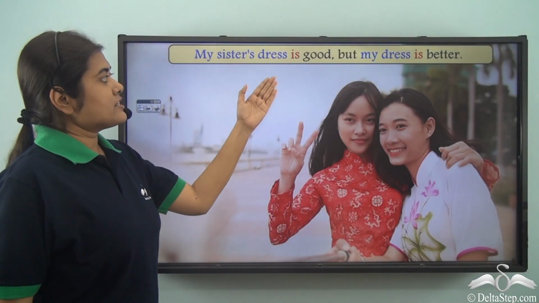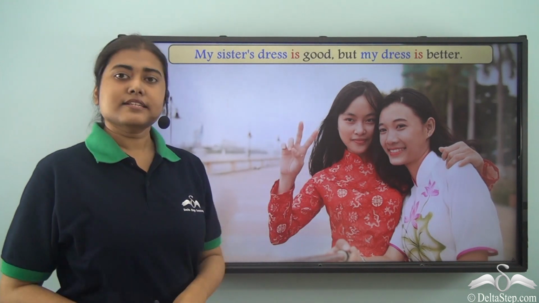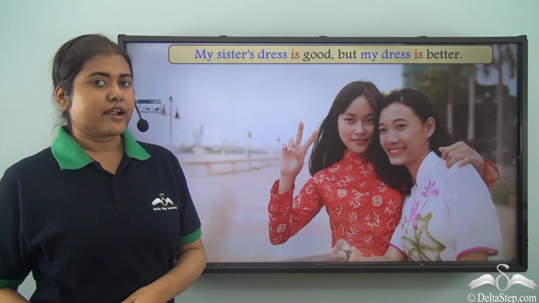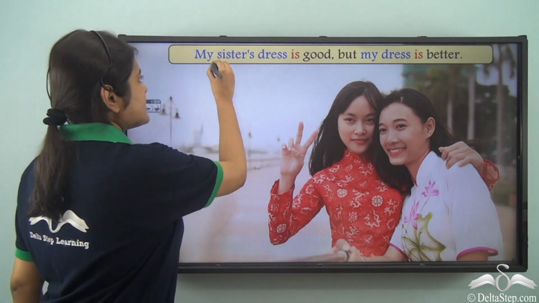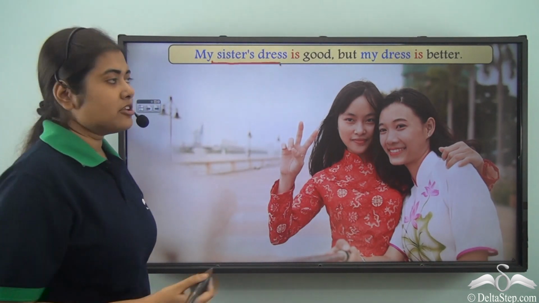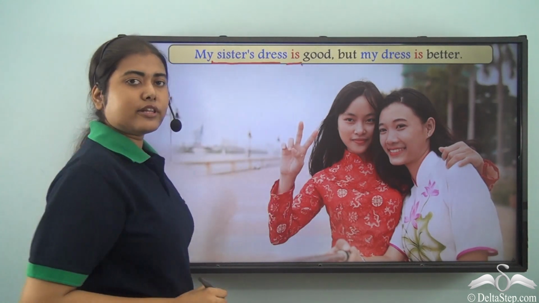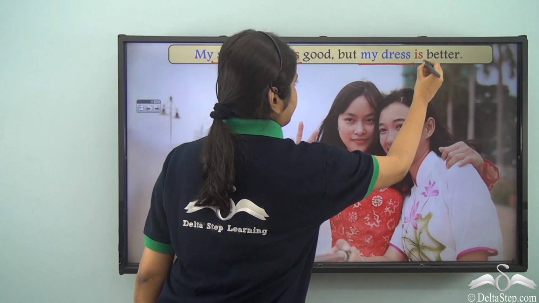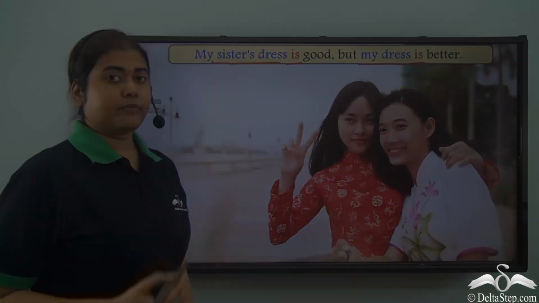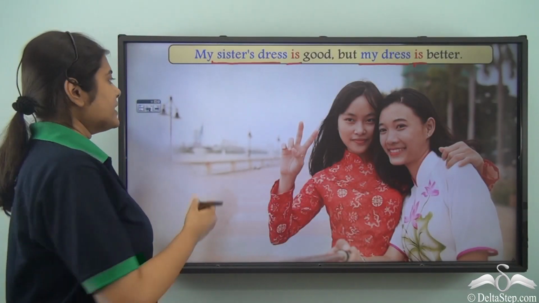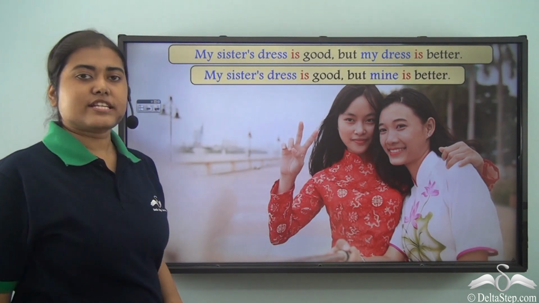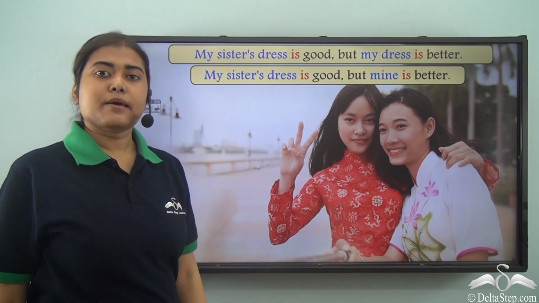My sister's dress is good, but my dress is better. Now this sentence is showing a comparison. So here sister's dress is singular, so the verb is singular. Here my dress is singular, therefore the verb is also singular. Now we can say the same thing in another way. What can we say? My sister's dress is good, but mine is better.